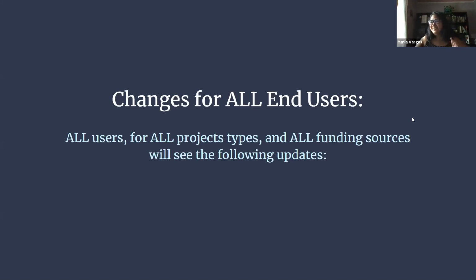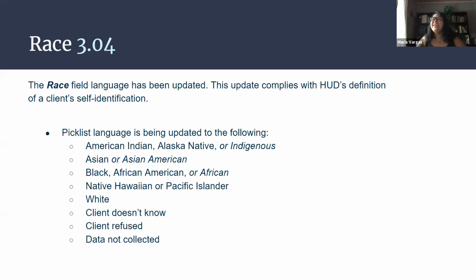If we go to the next slide, please. The first update is the race language field. This update complies with HUD's definition of a client's self-identification. The update here is that they added Indigenous, Asian American, and African to the pick list, along with the rest of the pick list that was there. So it doesn't look like a big change, but the language was updated.